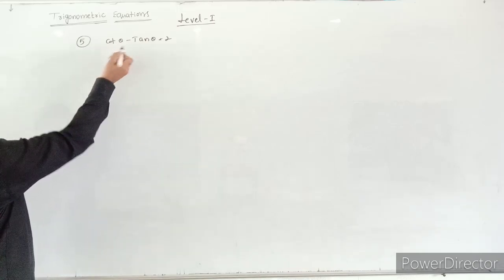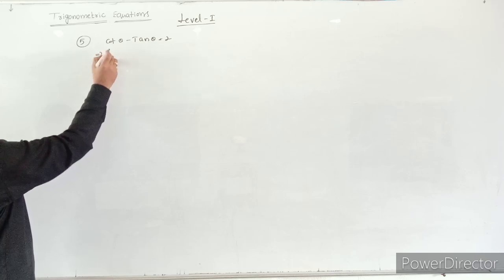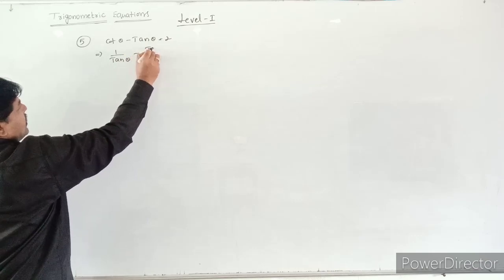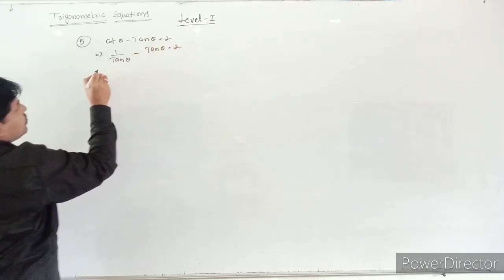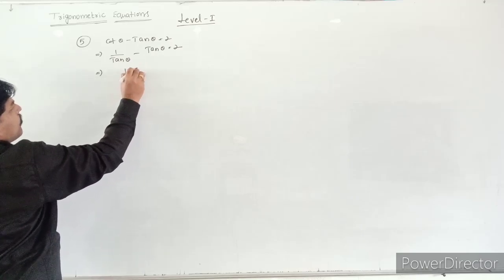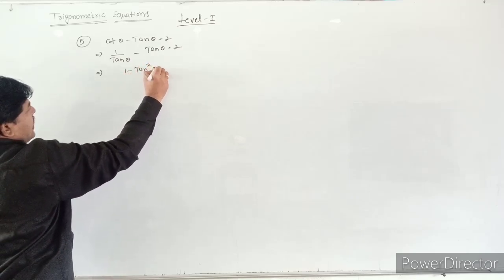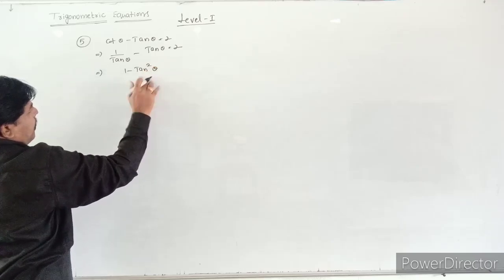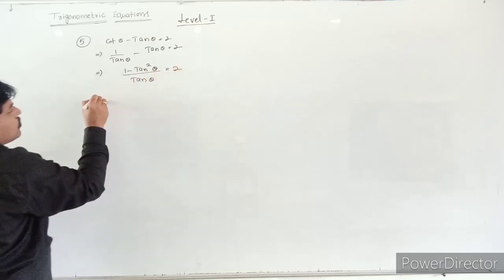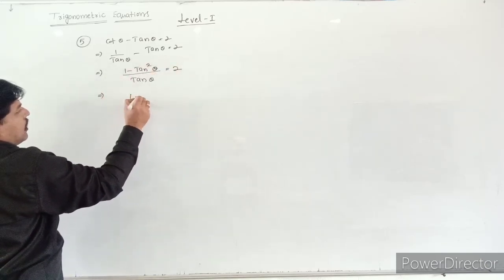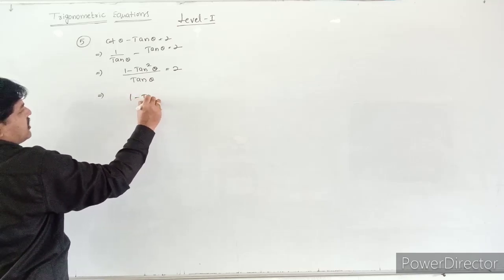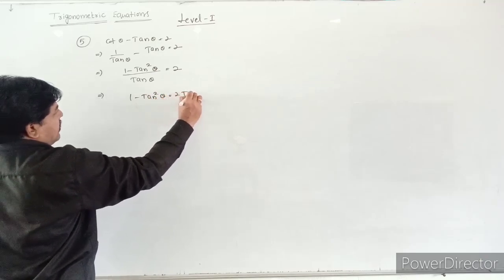See that one, students. Given cot theta minus tan theta is equal to 2. This cot theta can be written as 1 by tan theta minus tan theta, which is equal to 2. You can take the LCM, students. What happens: 1 minus tan square theta by tan theta is equal to 2. So 1 minus tan square theta is equal to 2 tan theta.